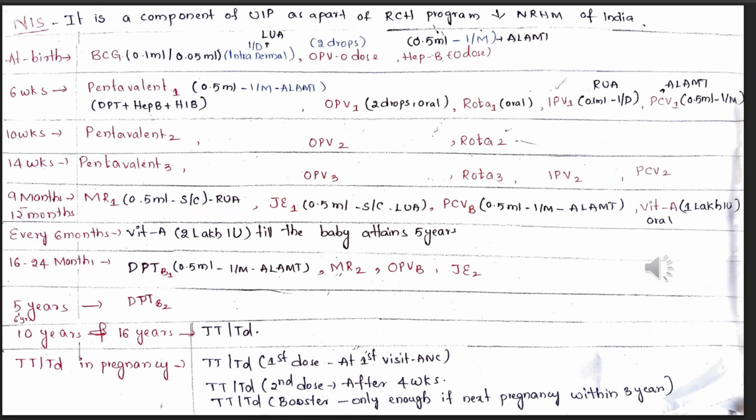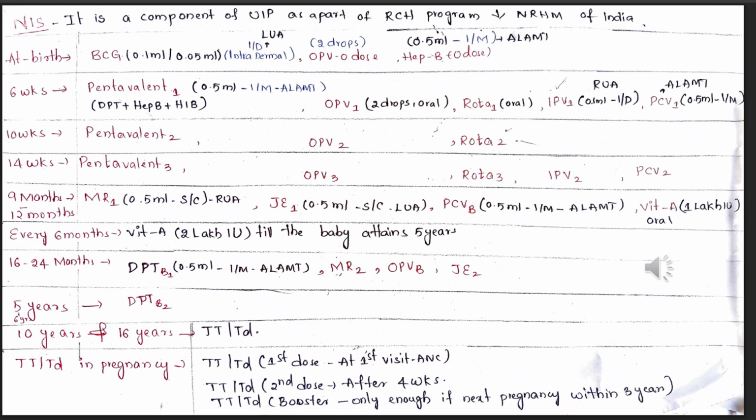Now we will discuss all the vaccines given under the Government of India, starting from birth till 16 years, and including during pregnancy. At birth, as soon as the baby is born, we give the BCG vaccine. BCG means Bacillus Calmette-Guerin, and it is prepared from the Danish 1331 strain.